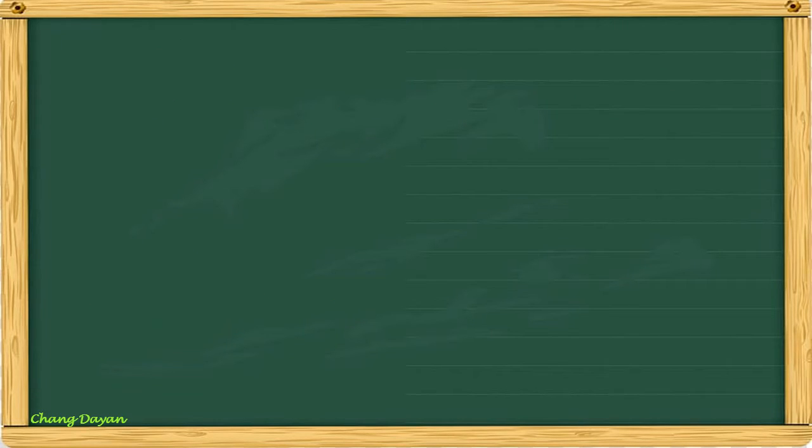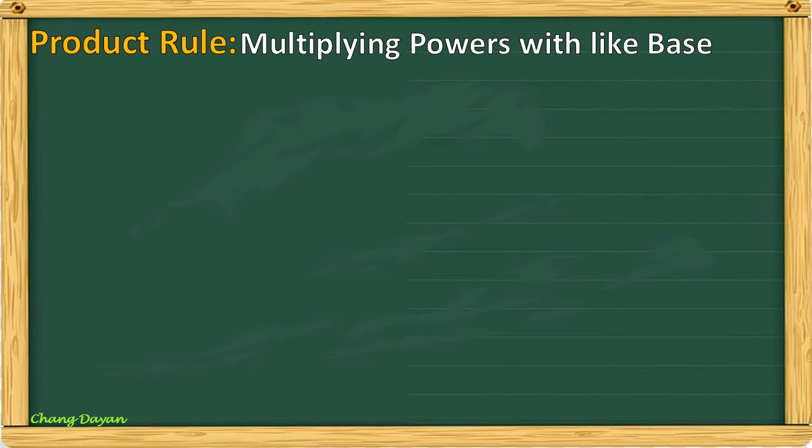Now, let us have the first rule, and that is product rule. It is done by multiplying powers with like base. Example, we have a raised to n multiplied by a raised to m. Kung mapapansin nyo, parehong a ang kanyang base. Ang gagawin lang natin dito ay i-add ang exponent ng a. So, we'll have a raised to n plus m. Again, it is done by adding the exponent if the base are the same.